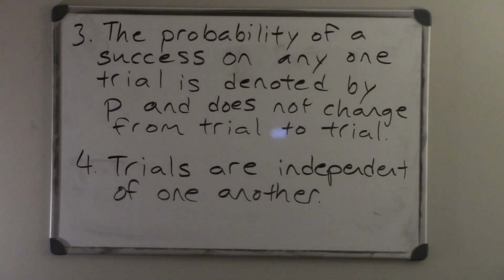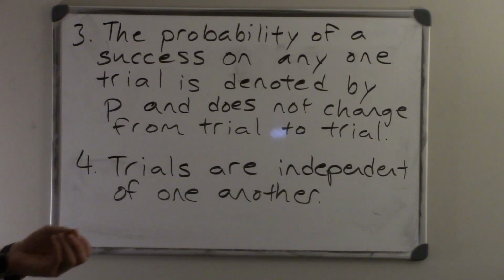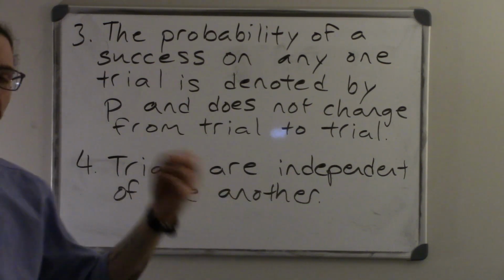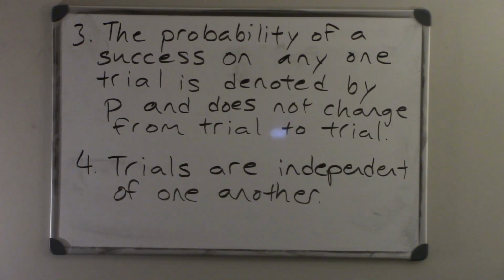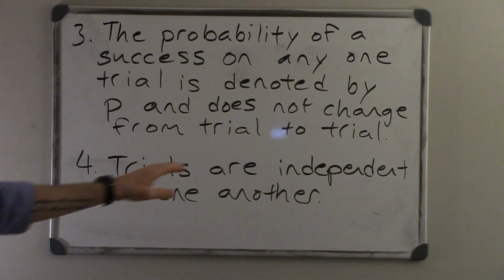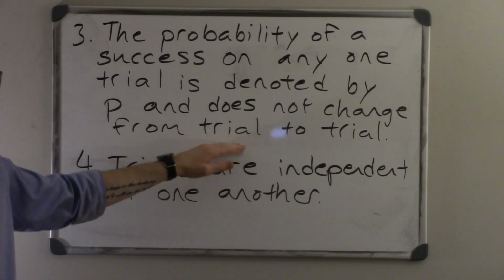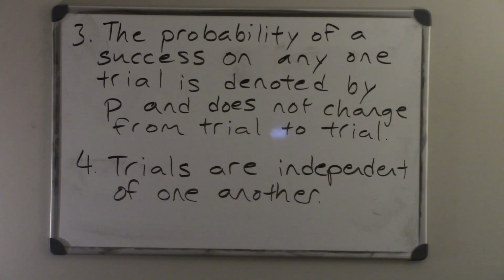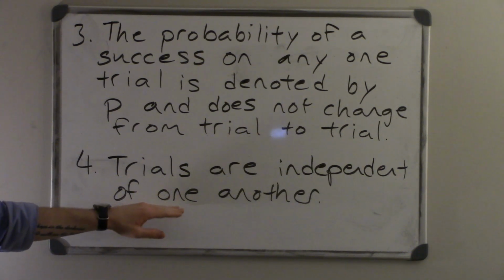All right, so really they're saying very similar things. Our third condition is saying that we've got a set probability for success, right? These trials are identical, so the probability of a success has to be the same for all of them. The probability of a failure has to be the same for all of them, right? And they cannot change. That probability does not change from trial to trial.